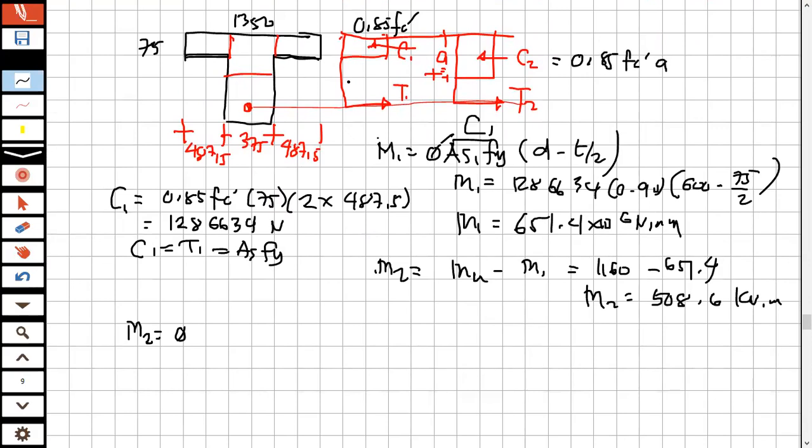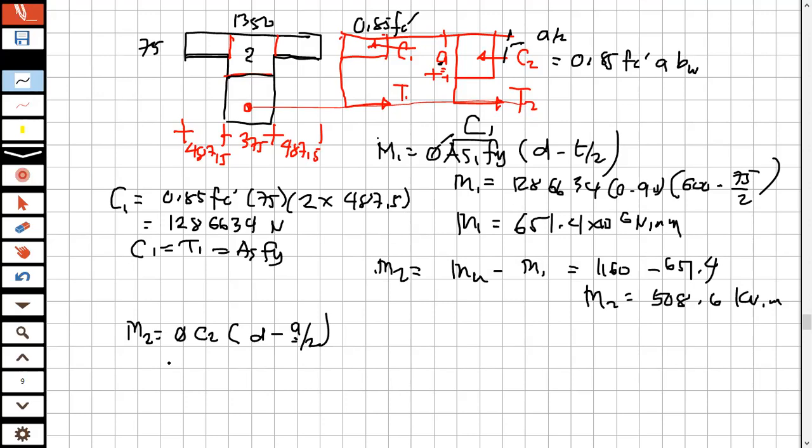times a. Take note, this is C2. You multiply this side, which is 375 or bw. So we can have your C2 times the moment arm, which is d minus a over 2. Because this one is a over 2.